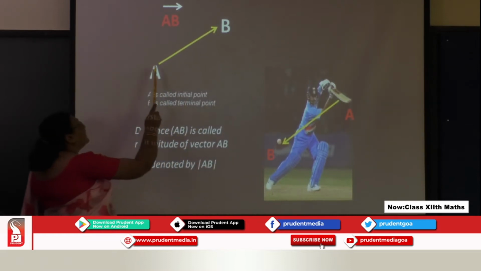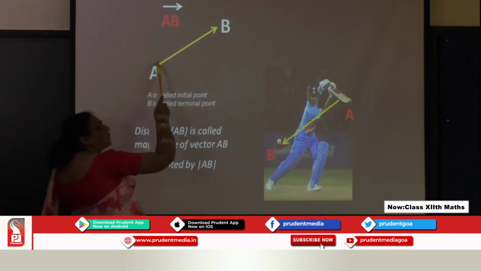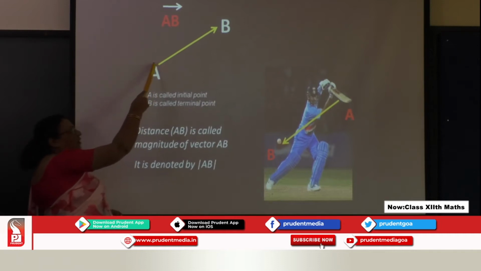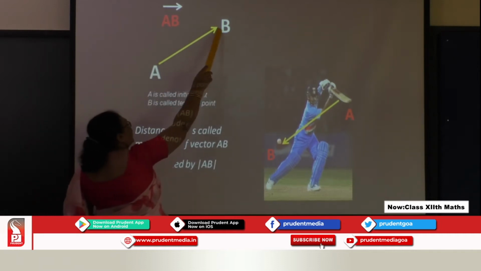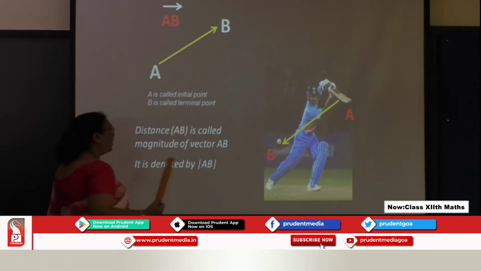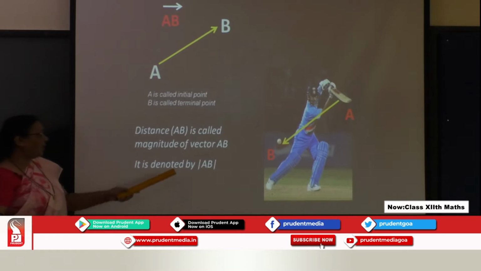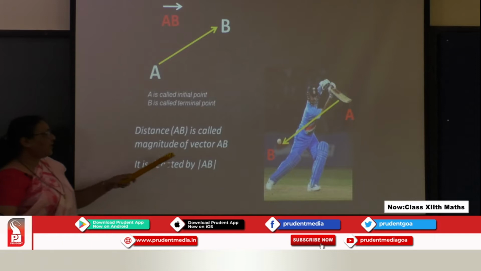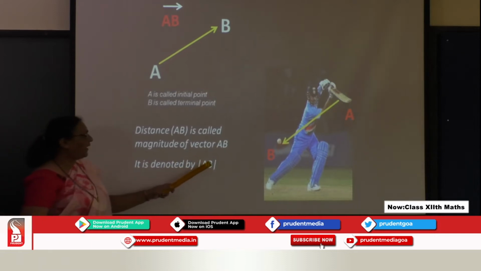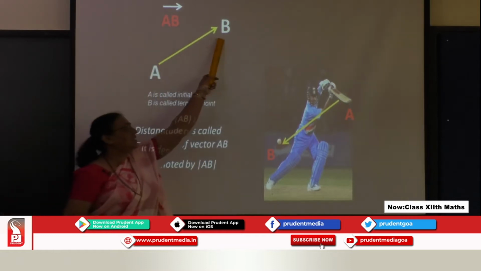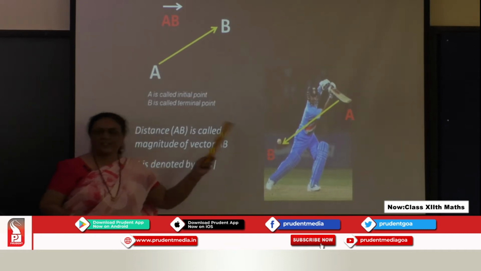Now see here this arrow. It starts from here and it goes here. This point is called the initial point of a vector, and this point is called the terminal point of a vector. The distance between A and B is called the magnitude of the vector, and it is always denoted by the modulus sign because the distance is always positive. Now the vector is starting from A and ending with B. So the initial point is A and the terminal point is B.